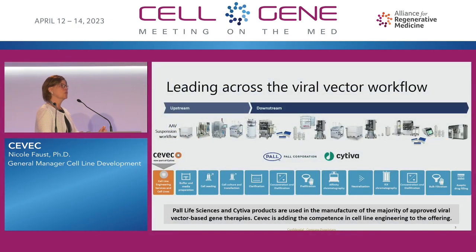So as many of you probably know, Pall Life Sciences and Cytiva are currently coming together and offering between them basically the equipment and products for viral vector production throughout the upstream and downstream process. What Cevec has been adding to this is actually the biology. So bringing in cell lines that will help production of viral vectors.